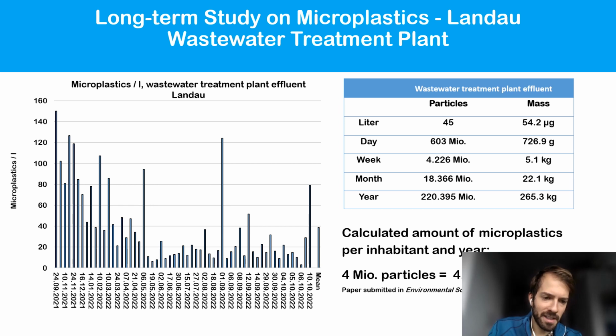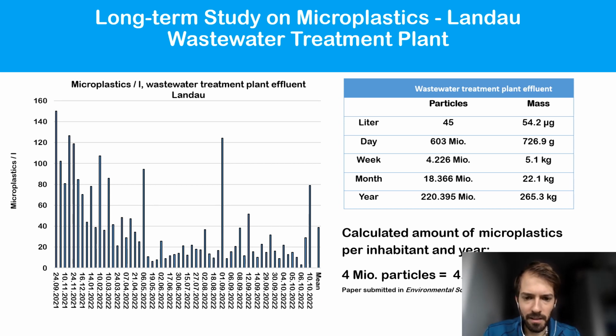We were really surprised by this because we thought we would more or less have the whole time a similar level, but it's not like this. We could prove that microplastics has strong temporal variation, and it really depends on the day where you take the sample, how much microplastics you will find in the wastewater. We also averaged our results, and we found in average 45 microplastics per liter.